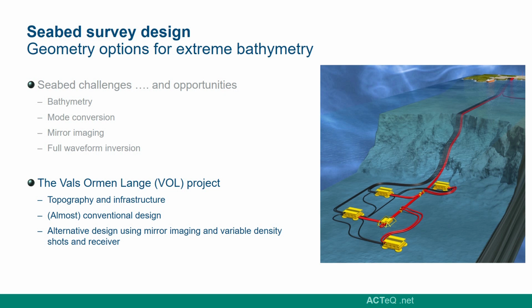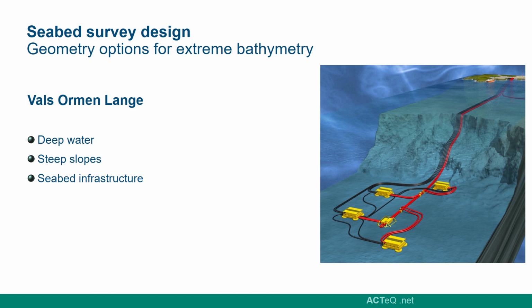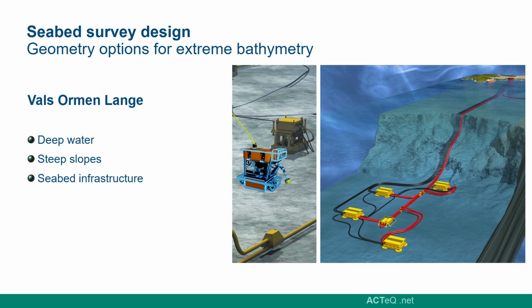Let's now look at a semi-realistic project that allows us to look at all these effects together on a single project. It's loosely based on the Ormenlange field in Norway. Ormenlange is an interesting test case for us because it features deep water and steep slopes. Also, all of the production infrastructure is subsea, and this creates a lot of seabed infrastructure that we're going to have to work around. And that's why we've chosen to acquire our survey using ROV deployed nodes.